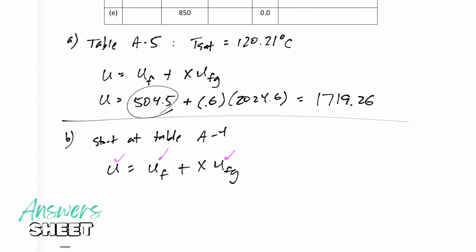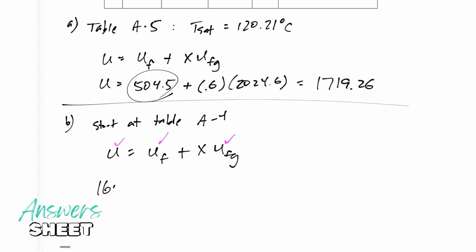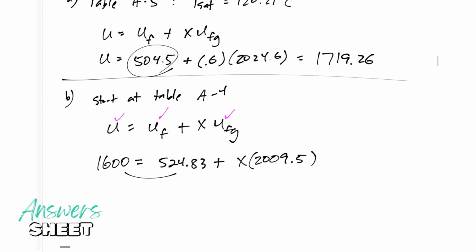All right, so look at your table. We've got our u is 1600. The u average of the whole mixture is 1600. The uf was 524.83 plus quality times, now remember, this is ufg, not ug, 2009.5. All right, so then subtract the 524 over, divide through by 2000. It's an equation where you're solving for x. I've got an x of 0.535.